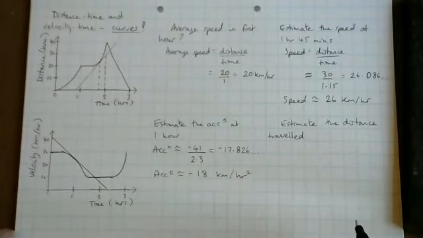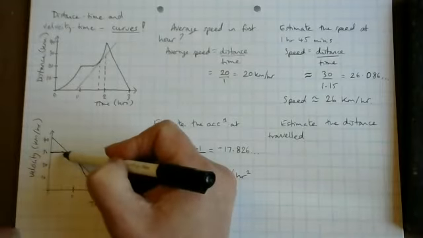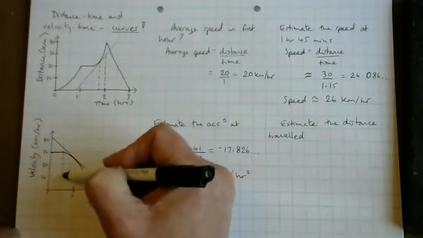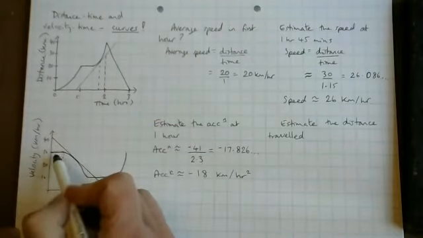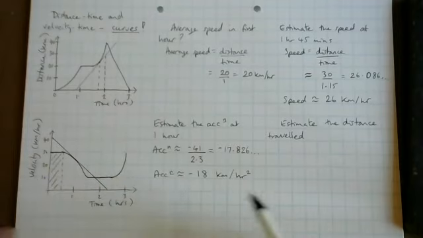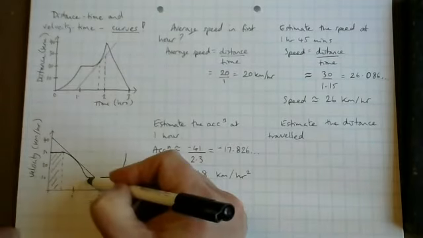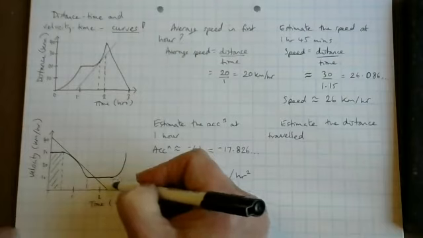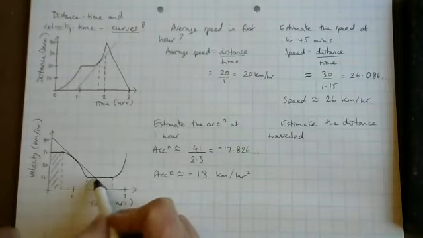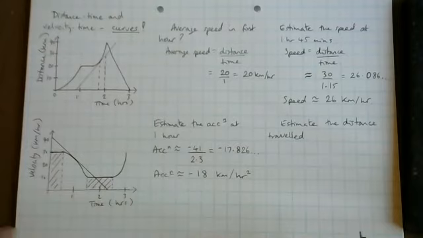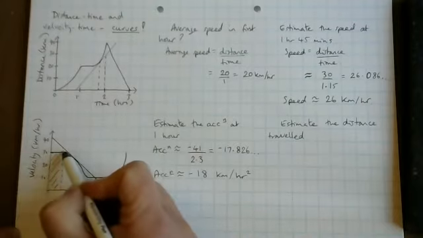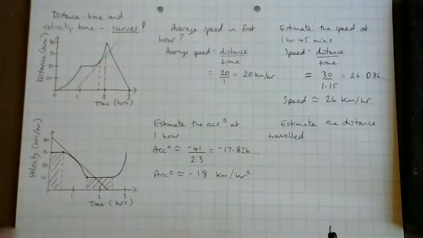Second part there, estimate the distance traveled. Now the distance traveled, we've got some nice bits. We've got this bit here, which is a rectangle. I can do that bit without any great trouble. Got this bit here, which is also a rectangle. I can do that bit. Then we've got these two bits. Let's start, we've got an end. To estimate that one, I think I can draw a trapezium.